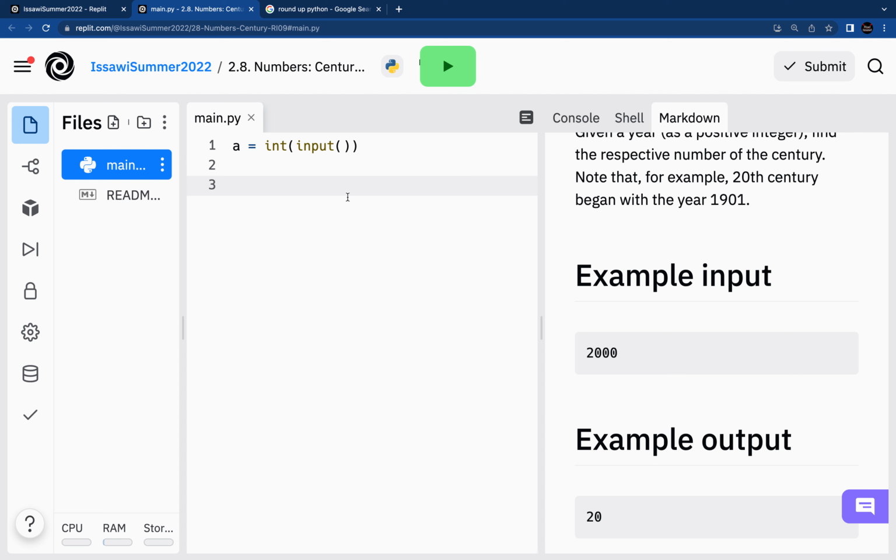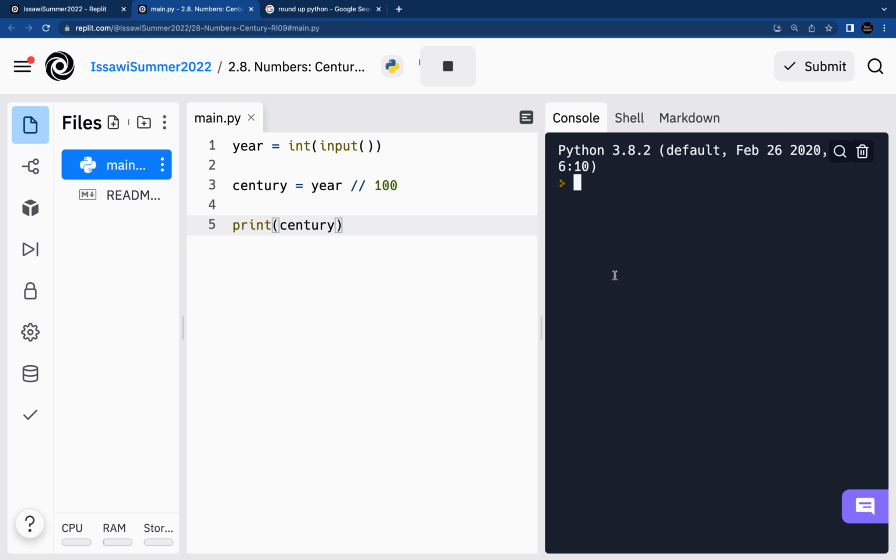So let's take a look at this. If we say that, let's call it year, century is essentially equal to year divided by 100. And maybe we want to do integer division. And we want to print century.